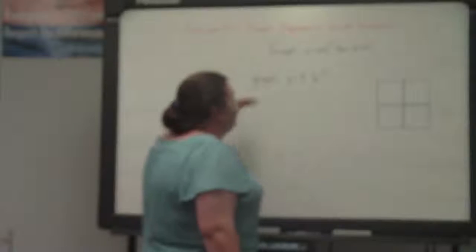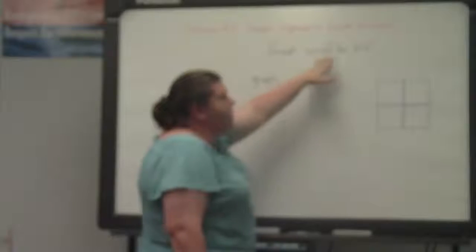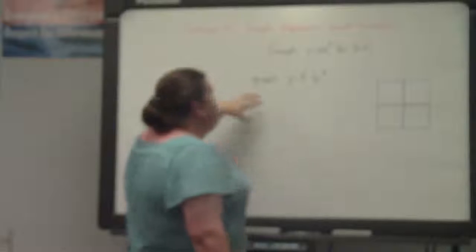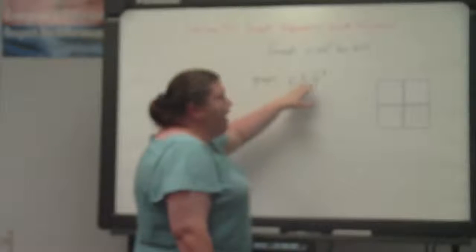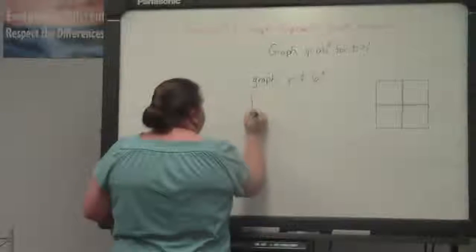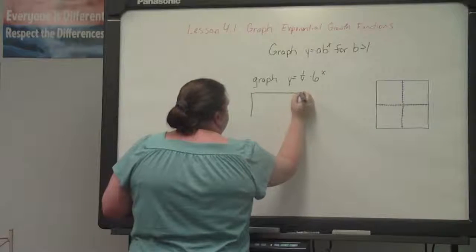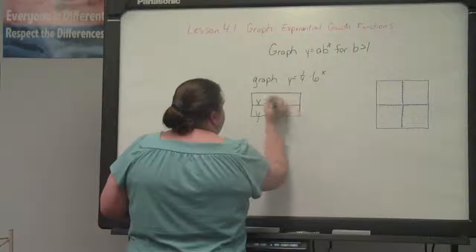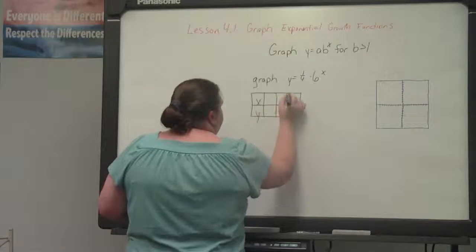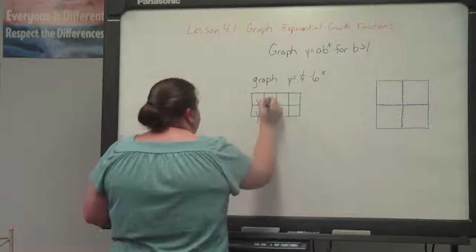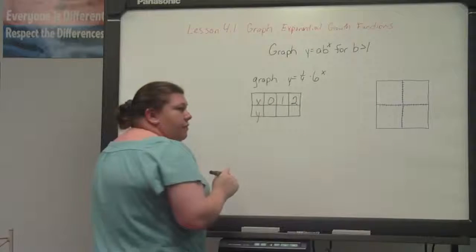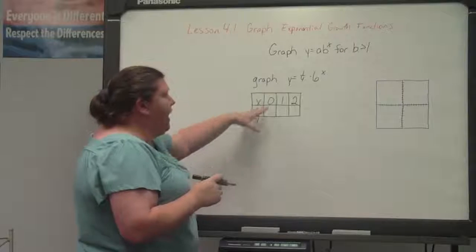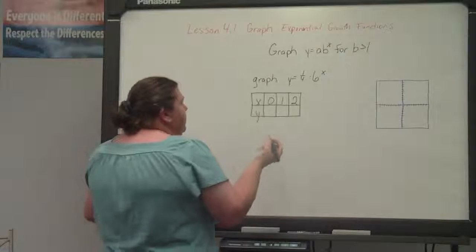The first graph we want to look at is to graph y equals ab to the x power for b greater than 1. And so I've chosen to graph y equals 1/4 times 6 to the x power. So the first thing you want to do is make your xy table. And so I'm going to do that. I'm going to choose to use 0, 1, and 2. So what I'm going to do is plug my chosen x into the equation.